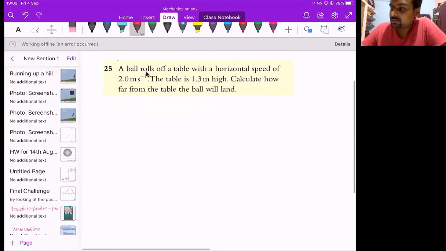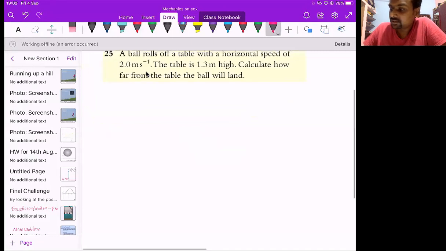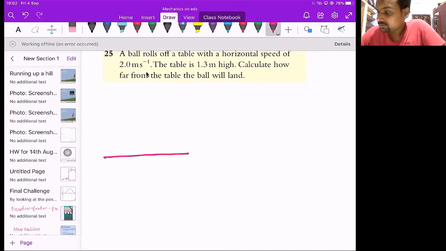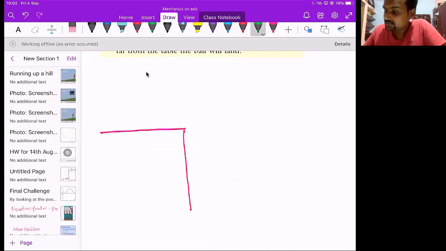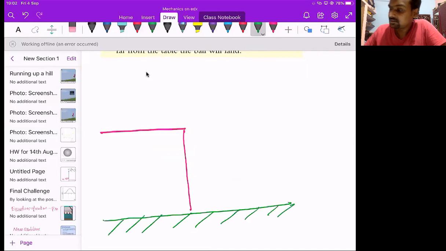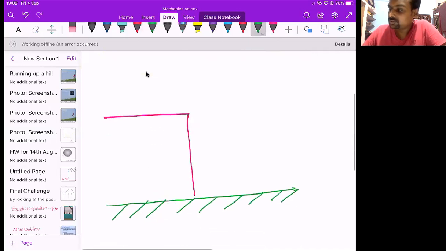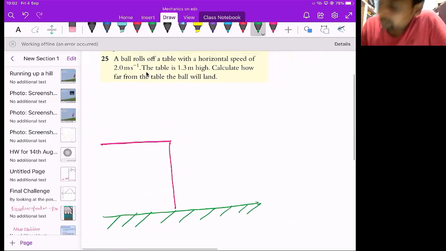So what I'm going to do is first represent the problem in a pictorial manner. Okay, so let's say this is the table, right? And here is the surface. Let's say this is the surface, which means the question says that the table is 1.3 meter high. Let's come back to that.